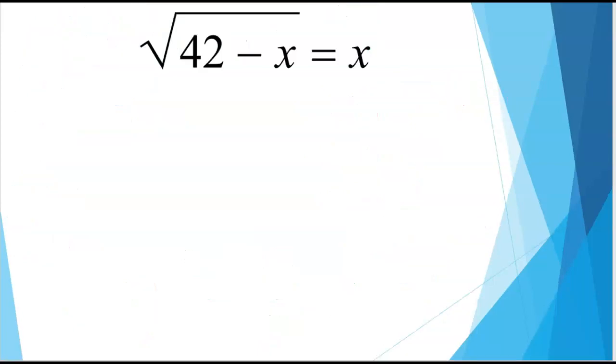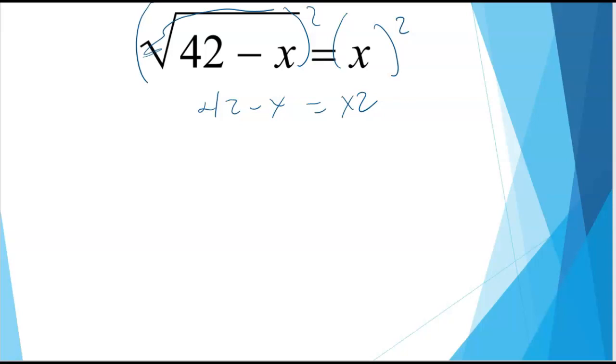Okay, last one for now, and then we'll do a little bit of practice, right? Square both sides. Square takes care of the square root. So we got 42 minus x equals x squared. Jump the fence with these guys. x squared plus x minus 42 equals 0.